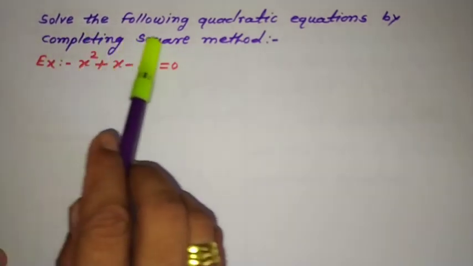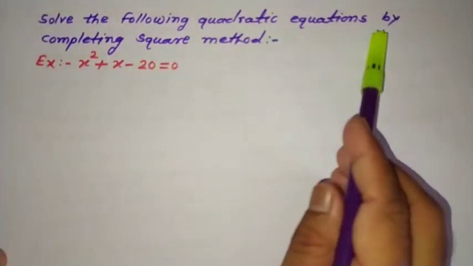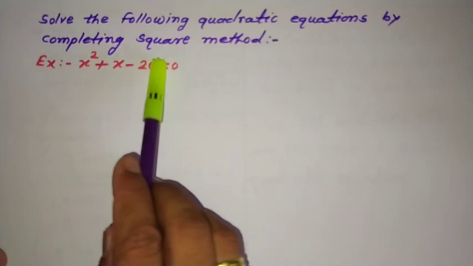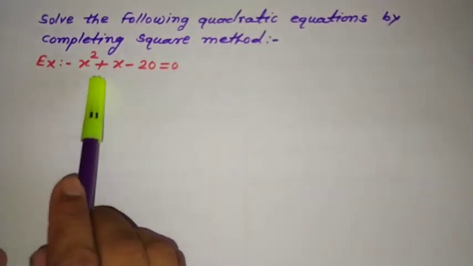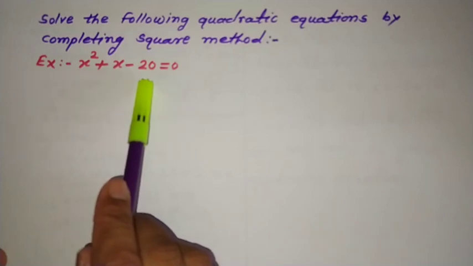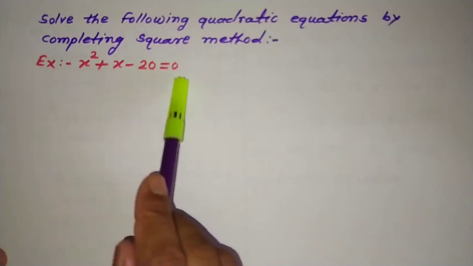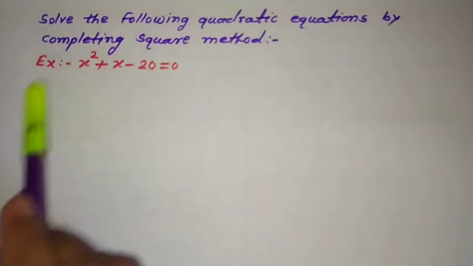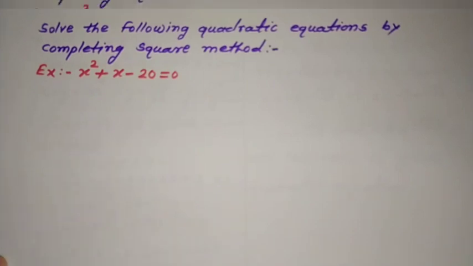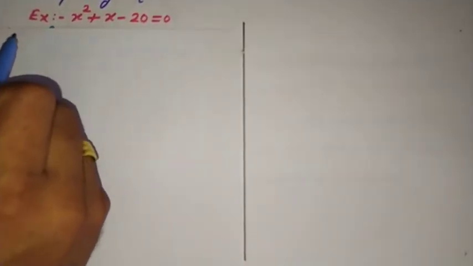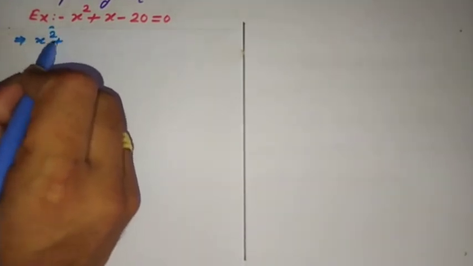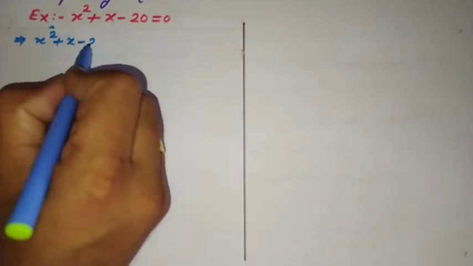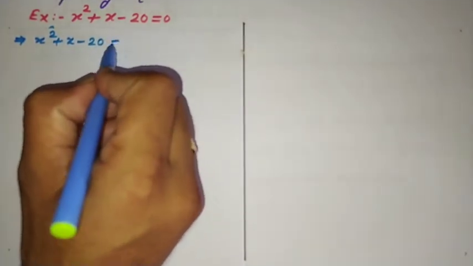Solve the following quadratic equation by completing square method. Example: x square plus x minus 20 is equal to 0. How to solve this equation? See below. Write down the quadratic equation in standard form: x square plus x minus 20 is equal to 0.